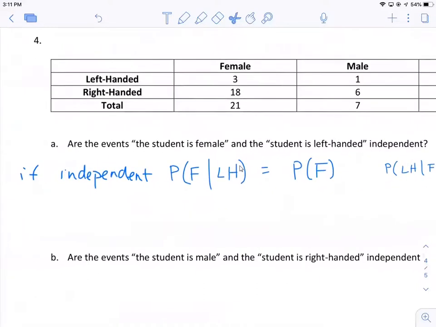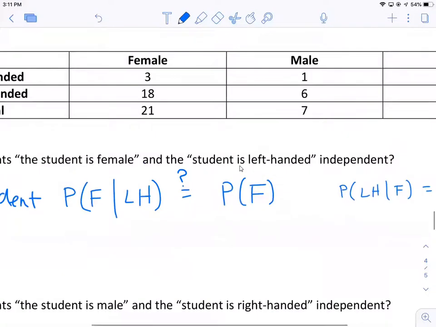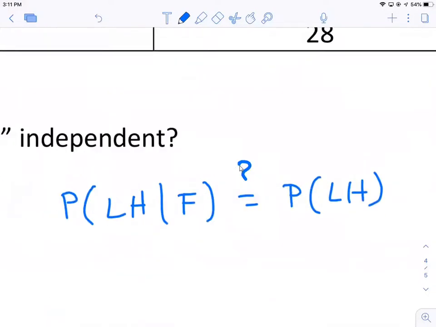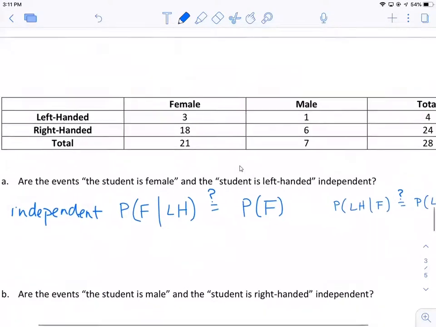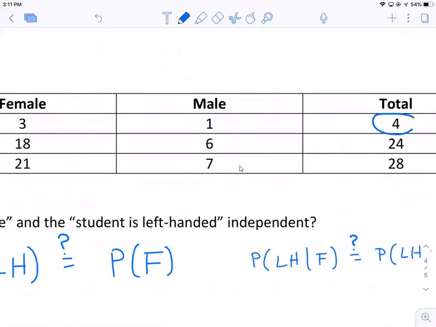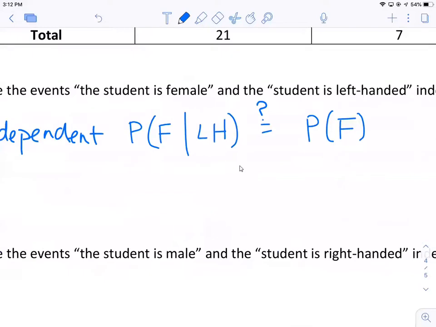So let's do this one. We're really seeing if this is true, so I'm going to put a question mark. Same thing for this. What's the probability that the person is female given that they're left-handed? Given that they're left-handed, there's 3 people that are left-handed and 3 of them are female. So the chance that they're female given that they're left-handed is 3 out of 4.